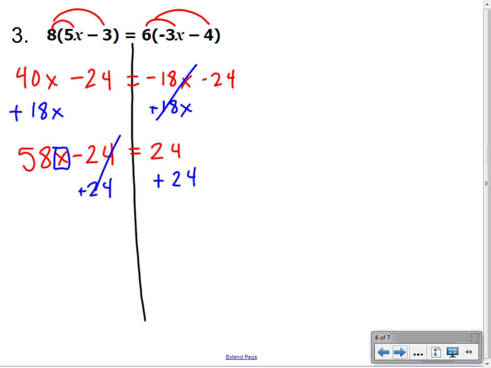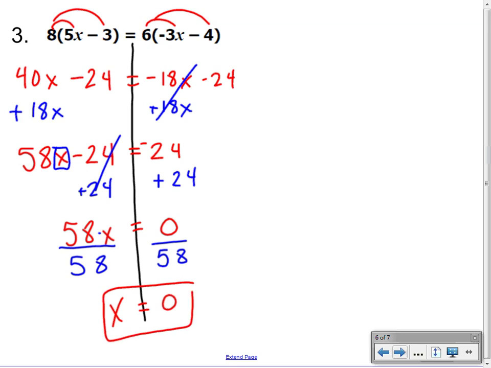Oh, I forgot my negative sign. This was a negative 24 from above. So when I add 24 here, I now have 58x equals 0. And remember, the 58 is multiplying x, so to undo that multiplication, I need to divide. And remember, 0 divided by any number other than 0 is just 0. And that's our solution.